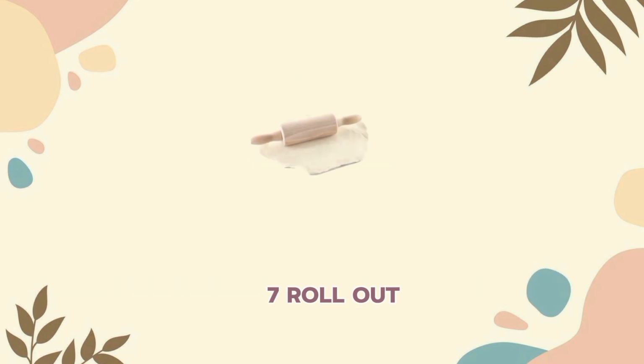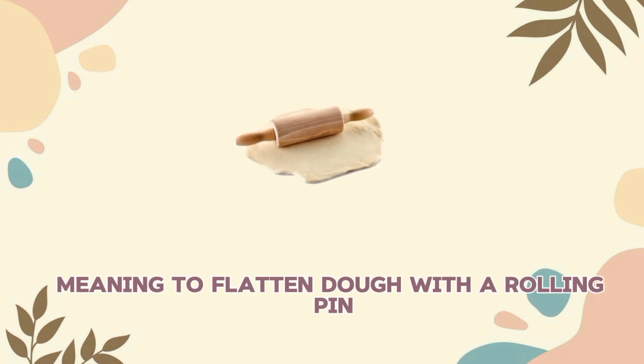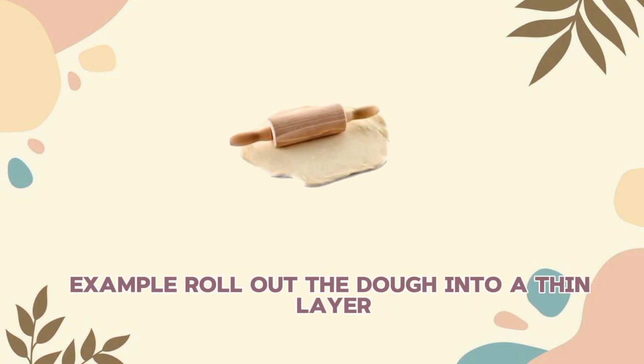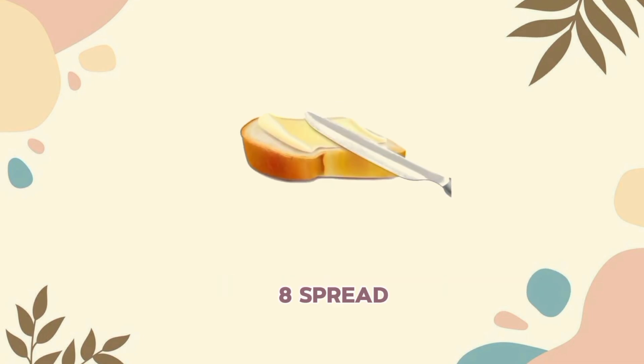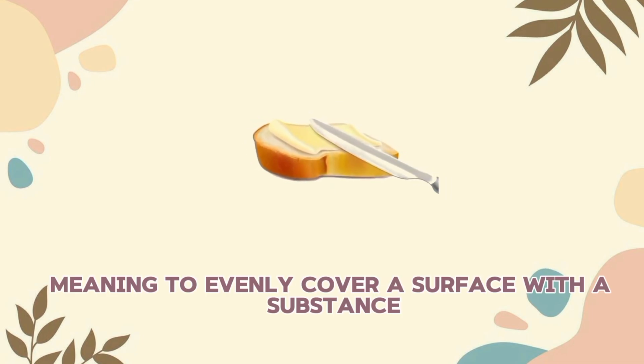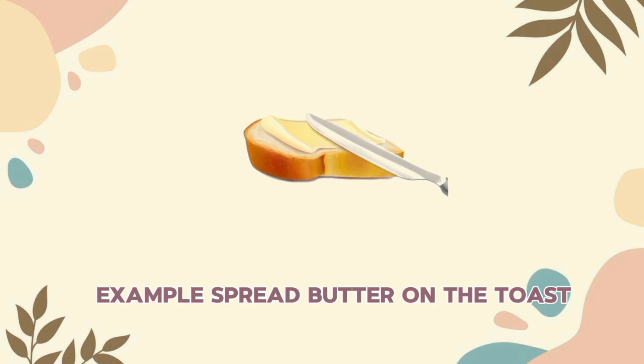7. Roll out, meaning to flatten dough with a rolling pin. Example: roll out the dough into a thin layer. 8. Spread, meaning to evenly cover a surface with a substance. Example: spread butter on the toast.